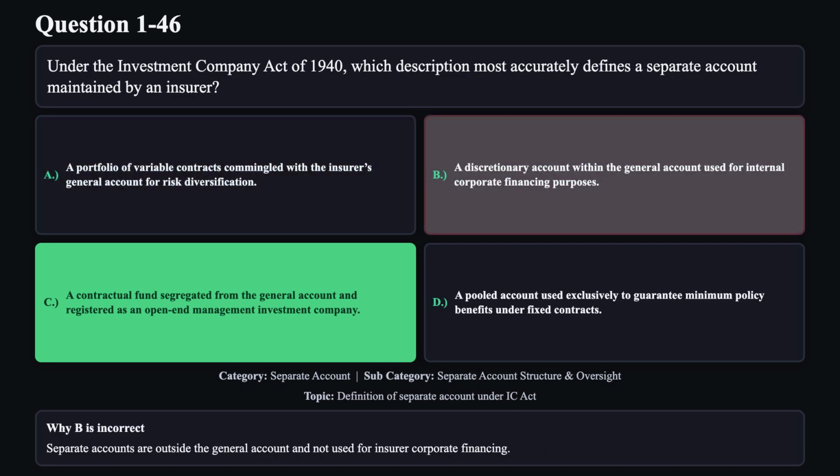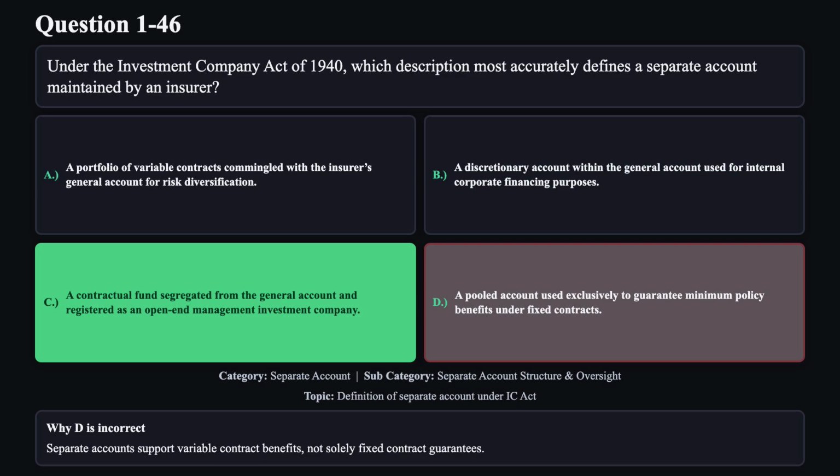Reason B is not correct. Separate accounts are outside the general account and not used for insurer corporate financing. Reason D is not correct. Separate accounts support variable contract benefits, not solely fixed contract guarantees.